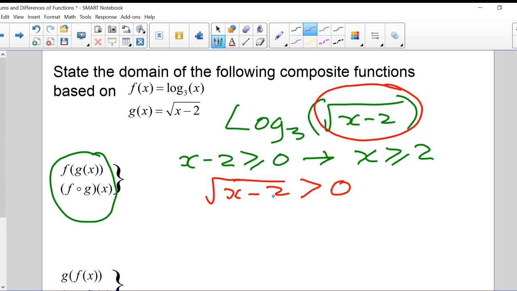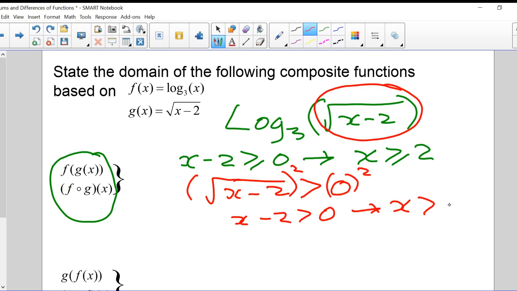So how do we solve this inside condition? Well, you can square the two sides of this. If I square the left-hand side, that gives me x minus 2 greater than 0, and therefore x must be greater than 2. Not greater than or equal to, by the way, but it must be greater than 2.